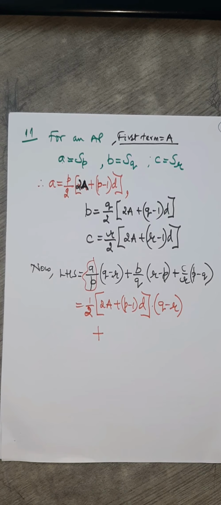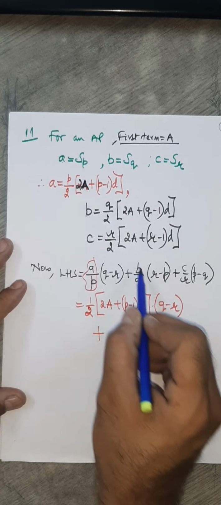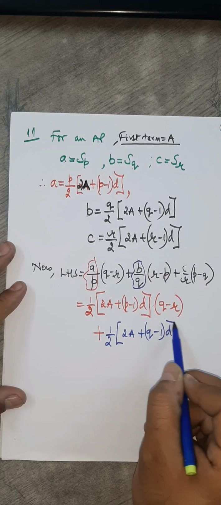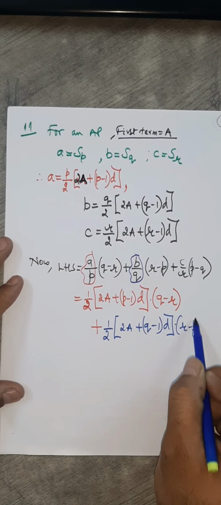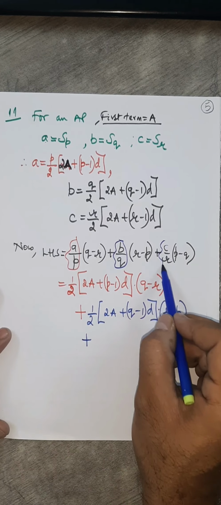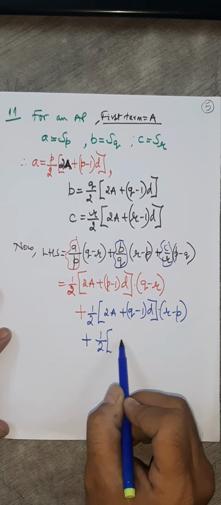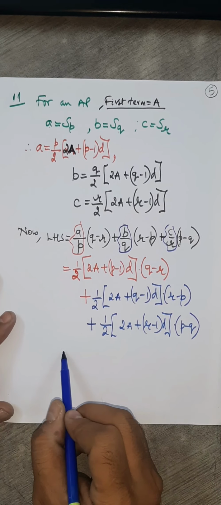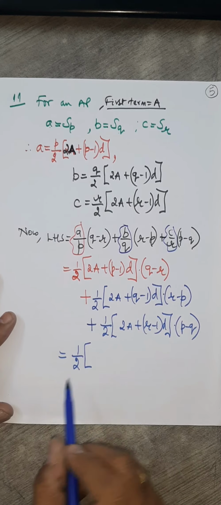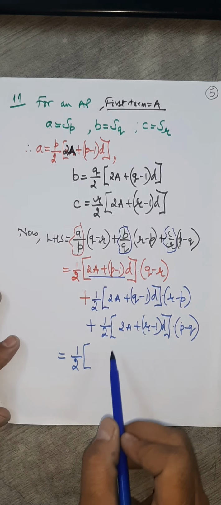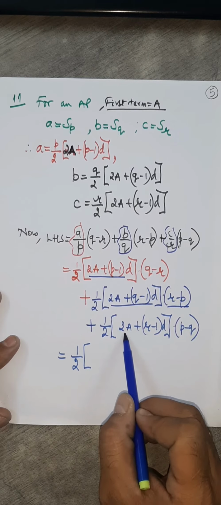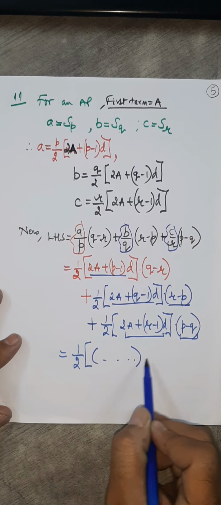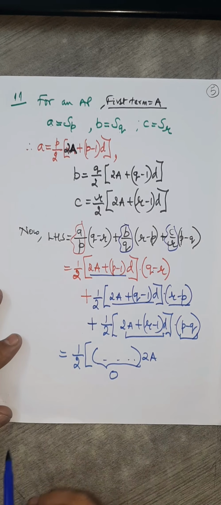Plus, now what's the value of b by q? Take q down here. So b by q, what's the value? Half, 2A plus q minus 1 into d, into r minus p as it is right now. Plus c by r. Take r down. So this is half, 2A plus r minus 1 into d, into p minus q. Now you take half common from all. Now you need to open all these brackets, this with this 2, this with this 2 and this one with this 2. Then you will find 2A common. So inside the bracket you will get these into this into this. If you do this much, you will get 2A, this. This will be 0. You can just verify.